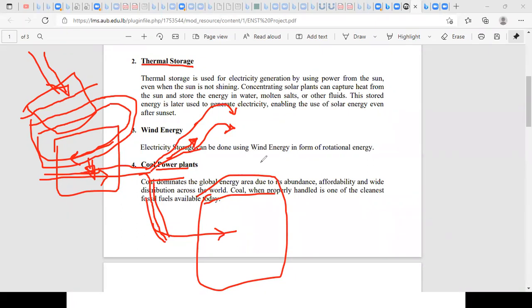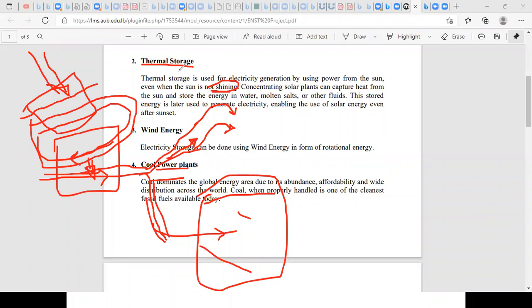We have several possibilities for thermal storage, and they can be used in heating applications and in electrical applications. For example, you have thermal storage that is used for electricity generation by using power from the sun, even when the sun is not shining. What we mean by this is that any excess of the energy collected from the sun will be stored in a certain system, and this system will deliver it when appropriate. So in hours where you don't have sunshine and you need this energy, the thermal mass will restore it for you. And we have different types of thermal storage.